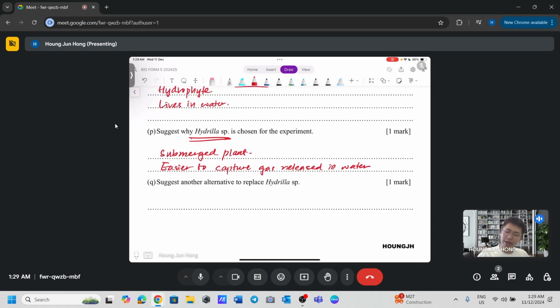Which plant can replace it? Again, this is just knowledge on submerged plants. Another submerged plant would be Elodea species. In your textbook, in your syllabus, you have two: Hydrilla species and Elodea species.